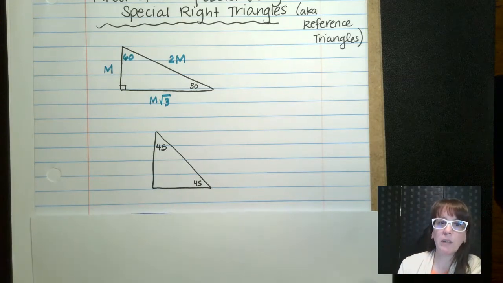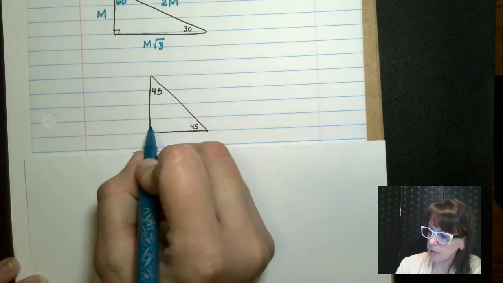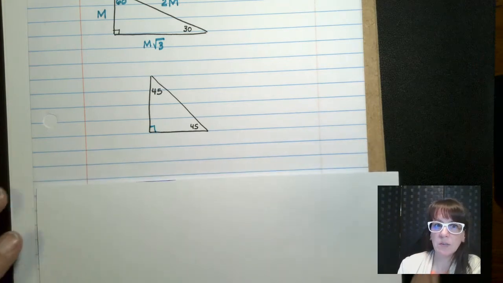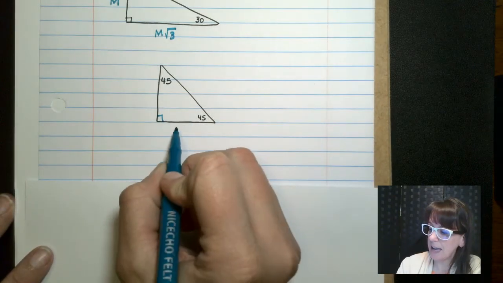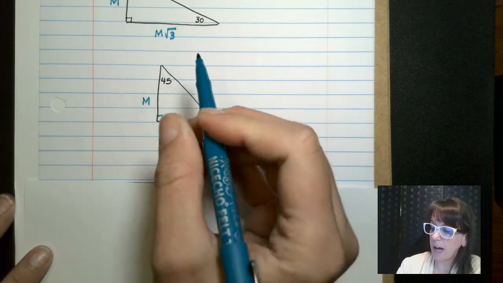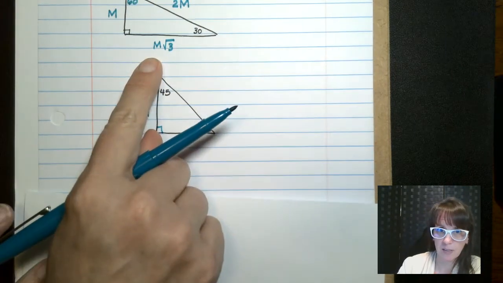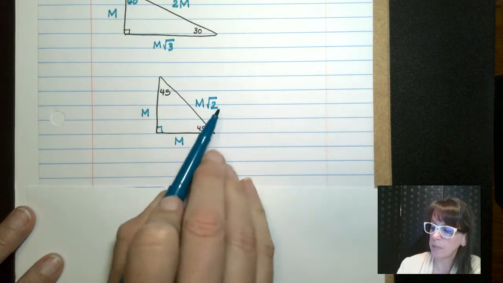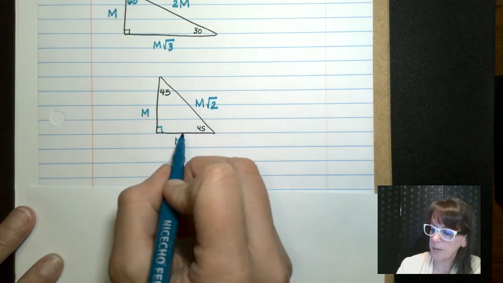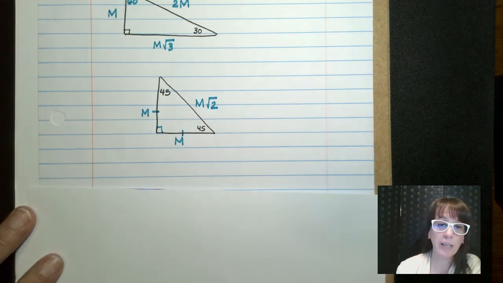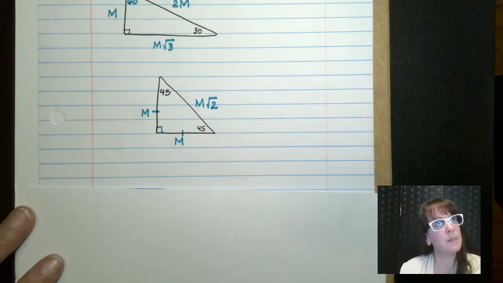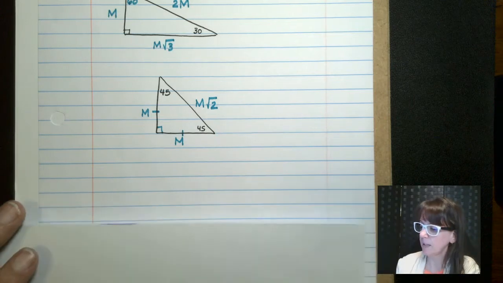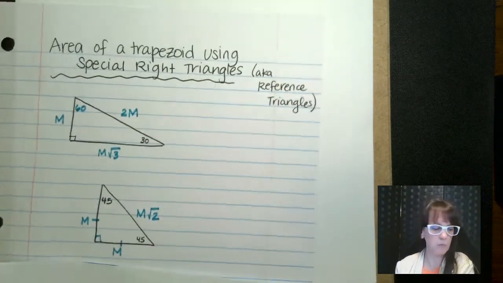So write that down. The other one we have is a 45-45-90 triangle, with this 90-degree angle here. This one's a little bit easier, because it is m, and then the hypotenuse, as opposed to the leg in the other one, is m root 2. And I remember 2 because there are 2 sides that are the same. Remember, a 45-45 triangle is an isosceles triangle. If you have 2 angles that are the same, then the sides opposite those angles are also the same in a triangle.